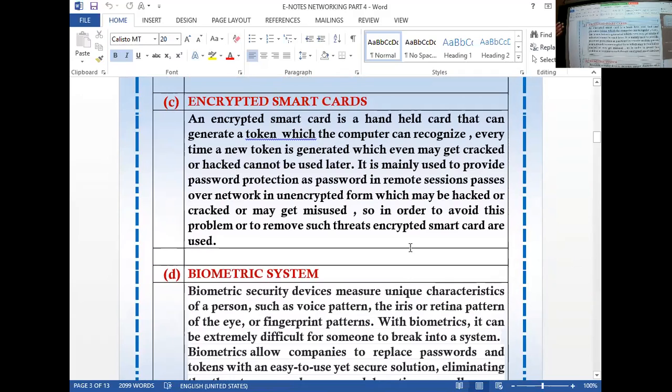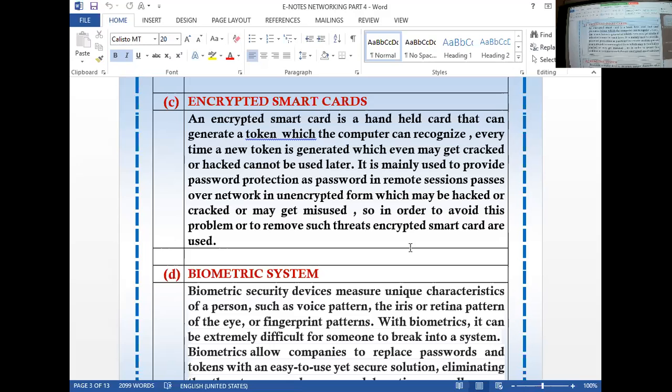Beta, why was this technique adopted? Actually, on the network, when a password is passed over a remote session, the password has to cross such a long network. It has to pass through many stages. So in between, there is a chance that it may be hacked or cracked. In order to avoid this problem, we created a technique known as the encrypted smart card. An encrypted smart card is basically a handheld card which generates a token that the computer can recognize.